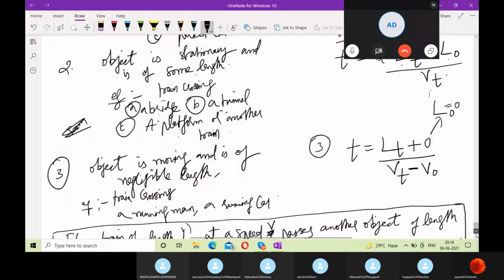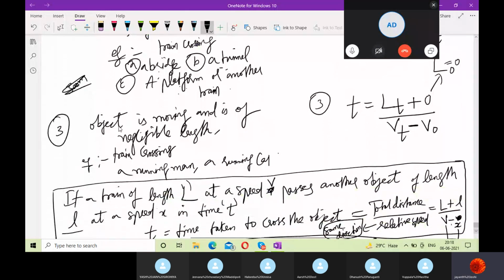Point number 3. Here the object is moving and is of negligible length. That means the train is crossing a running man or a running car. The object is moving, of course, but do these objects have some length? The length is negligible, but speed can be considered. Why? Because they are moving objects, they will move with some speed. So length of the train plus length of the object, which is 0 because it is an object with negligible length, divided by speed of the train minus speed of the object, the relative speed formula.